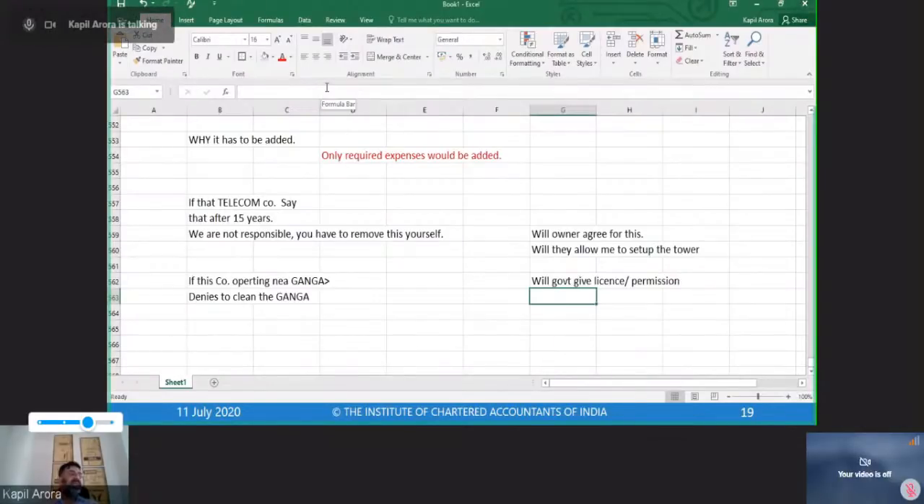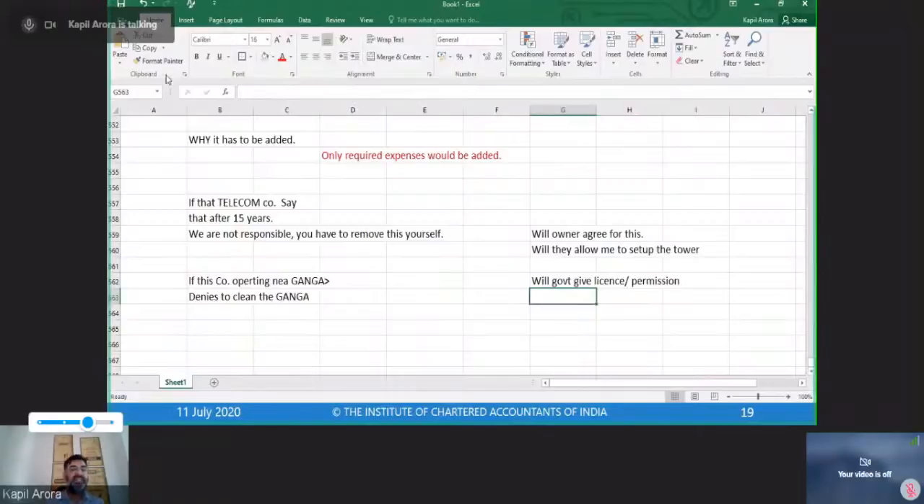So Rosalind, interest will never be added. Interest only gets added when we follow the concept of AS 16, when it is a qualifying asset which takes a substantial period of time in construction. Here, that is not the case, right? So interest will not be added. So Manvi, if the company winds up before 15 years or the estimate changes, we will come to that, right? But do we understand the concept here?